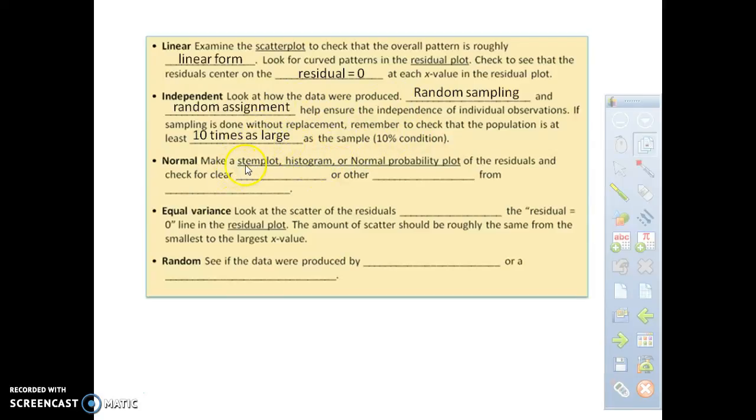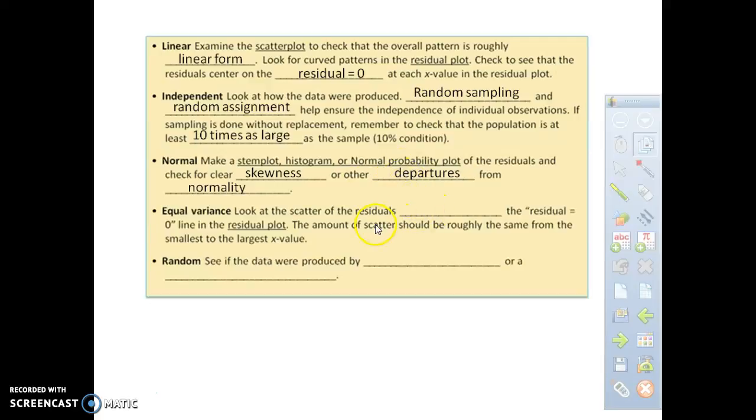Now, normality, and remember we need to make sure that for every x value, our y's vary normally. You can do a stem plot of your residuals, a histogram of your residuals, or a normal probability plot. I would probably just do the normal probability plot, but sometimes these other graphs can be given to you and you need to know how to interpret them. So you're going to check for any skewness that you see, because remember we're checking for departures from normality. So that's how you're going to analyze the normal condition here.